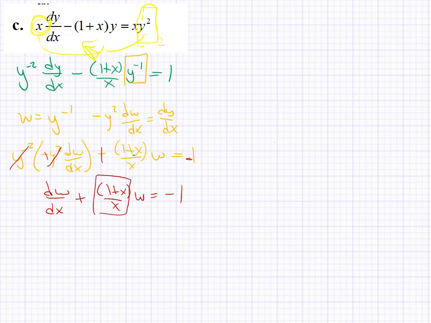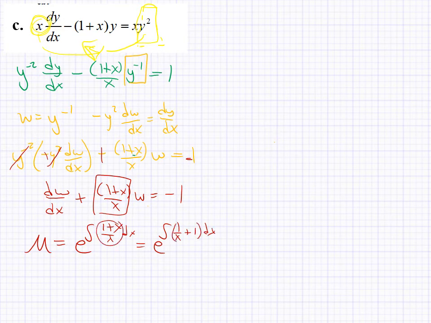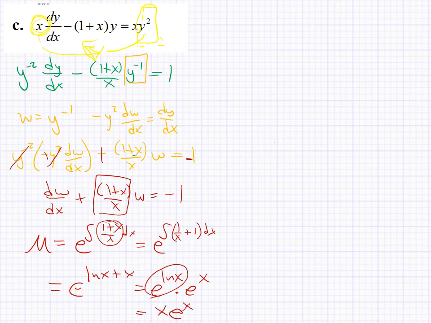So here's our p of x, so then we look at our mu, where mu would be e to the integral of 1 plus x over x dx, which we can easily do. So we'll write this as e to the integral of 1 over x plus 1 dx. Just split this fraction apart. And so we end up with e to the log x plus x, which we could also write as e to the log x times e to the x. So adding in the exponent multiplies the bases. This one we can simplify to just be x. So we get x e to the x. Okay, so there is our mu.